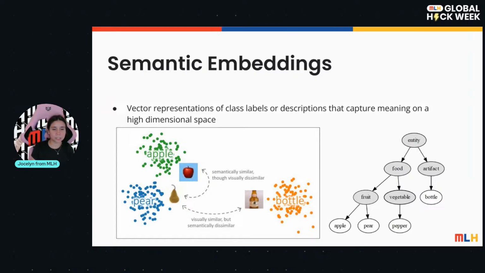High dimensional space is just like plotting things on a grid and knowing how close they are from each other. So in this case, we have our grid here, and we have bottle, then apple, and then pear. If you look at it this way, the pear and apple relate to each other because they're fruits, so they should be near each other. They're not overlapped because the apple looks different.